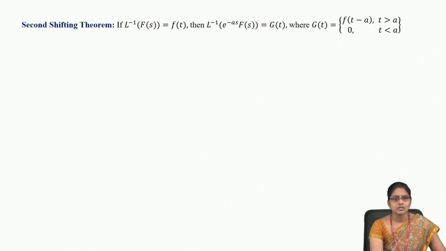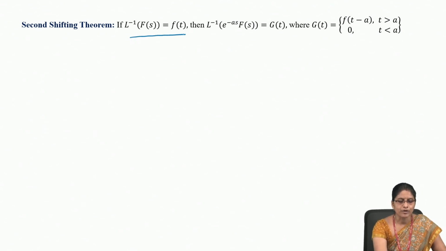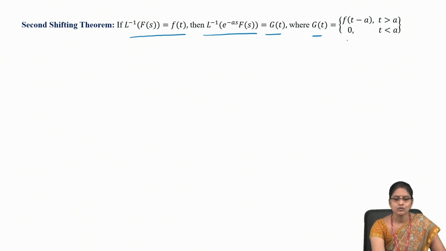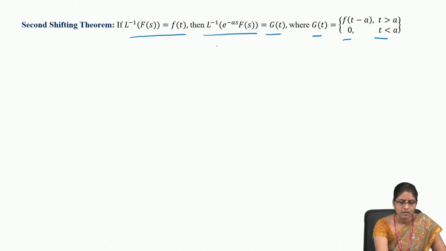Next we discuss the second shifting theorem. If the inverse Laplace transform of F of s is f of t, then the inverse Laplace transform of e power minus as into F of s is equal to g of t, where g of t is equal to f of (t minus a) if t is greater than a, and 0 if t is less than a. That means shifting the argument of the inverse Laplace transform by a units, or we can write it like this.